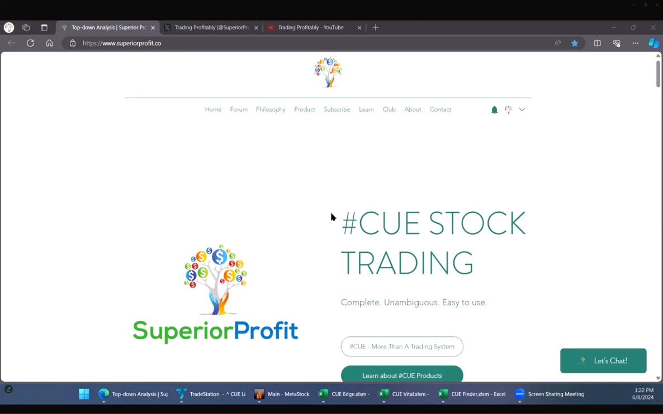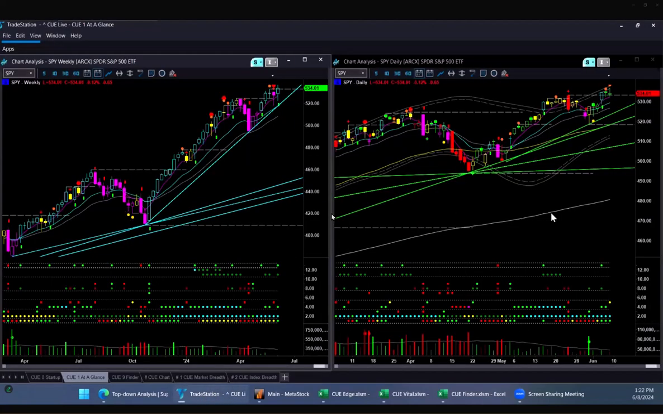Let's start looking at the market, this week's market recap. Let's start with the external view. SPY. This is exactly what I see. I'm using TradeStation sometimes, MetaStock sometimes. In the weekly, it is going up. It is in an uptrend. In daily, it is in an uptrend.